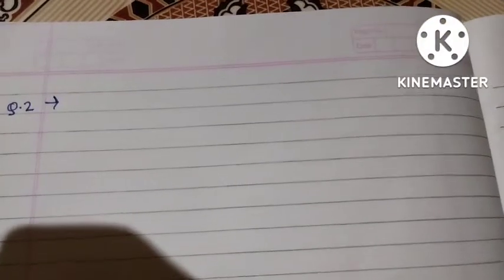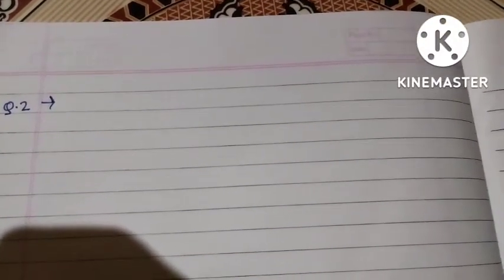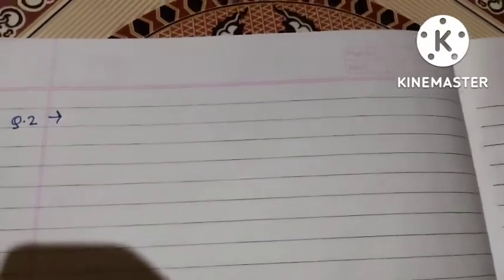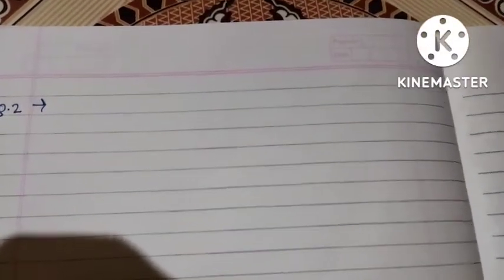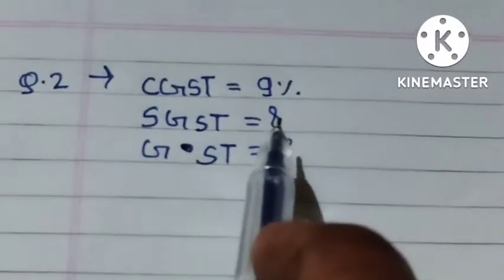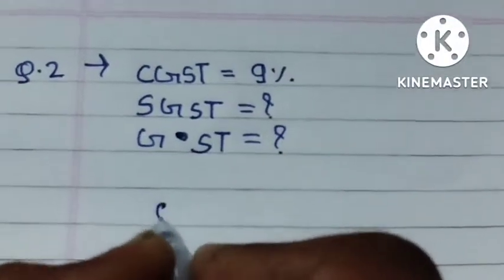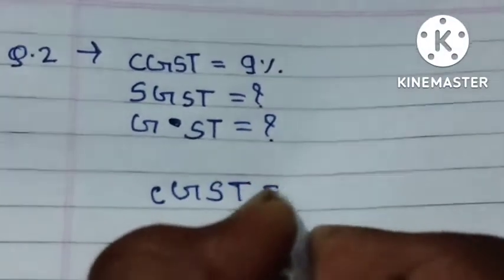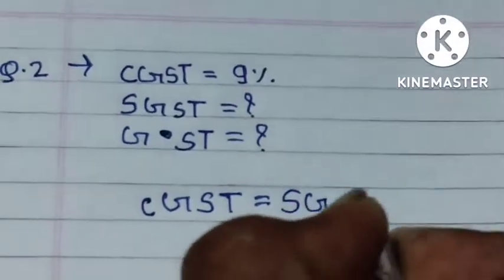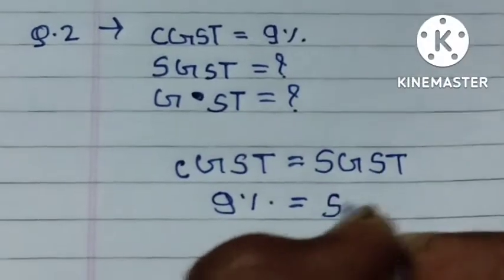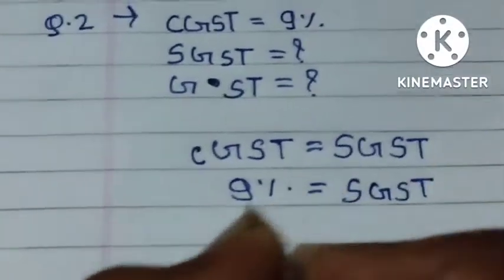On a certain article, if the rate of CGST is 9%, then what is the rate of SGST and what is the rate of GST? So, first of all, we will write here the rate of CGST is given 9%. SGST we have to find and GST we have to find. As we know that the rate of CGST is equal to the rate of SGST, so the rate of CGST is 9%, the rate of SGST will be 9%.